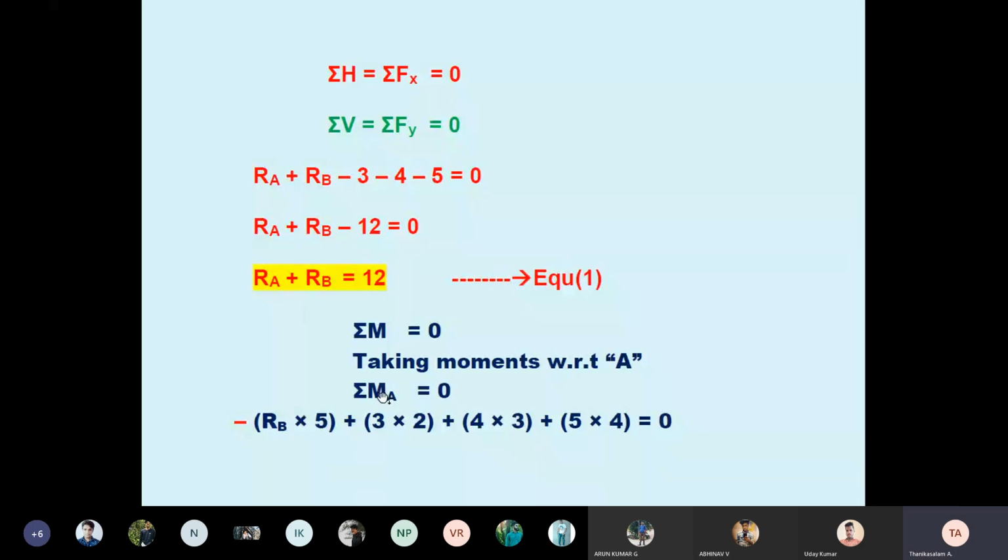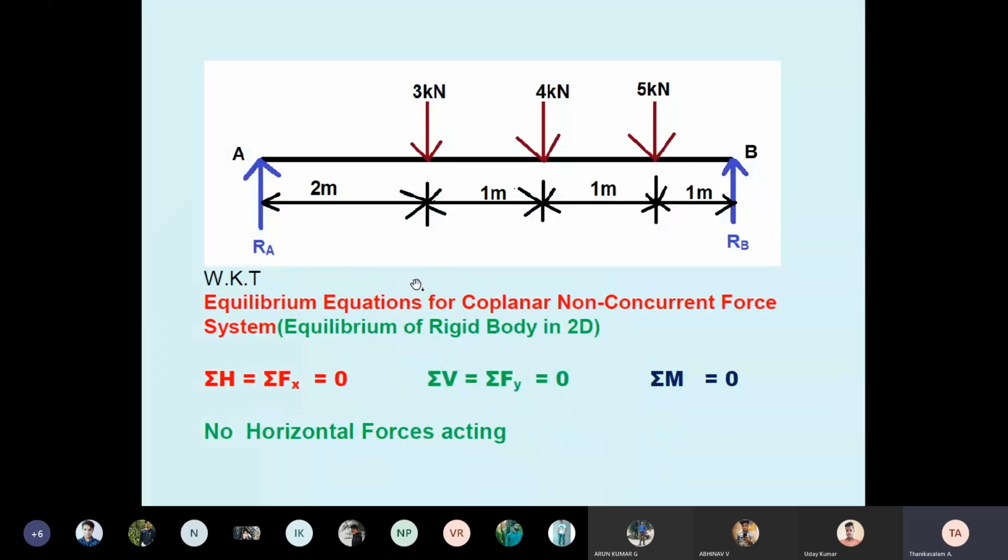So the first step I followed: I chose a reference point, therefore I write summation of MA equal to 0. That means with respect to A, all the moment values added must be 0. Only then can we say the beam is in equilibrium. Now I am identifying which forces are not giving moment. See the diagram. Only RA is not giving moment.